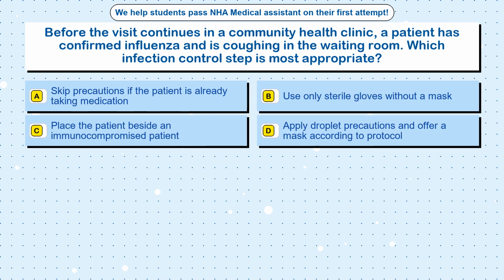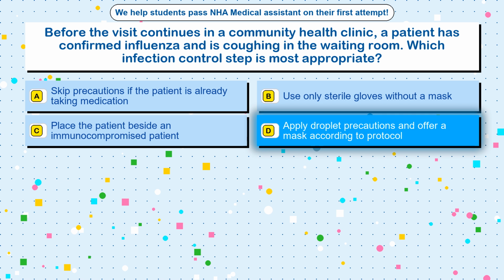Question 17. Before the visit continues in a community health clinic, a patient has confirmed influenza and is coughing in the waiting room. Which infection control step is most appropriate? Option A, skip precautions if the patient is already taking medication. Option B, use only sterile gloves without a mask. Option C, place the patient beside an immunocompromised patient. Option D, apply droplet precautions and offer a mask according to protocol.